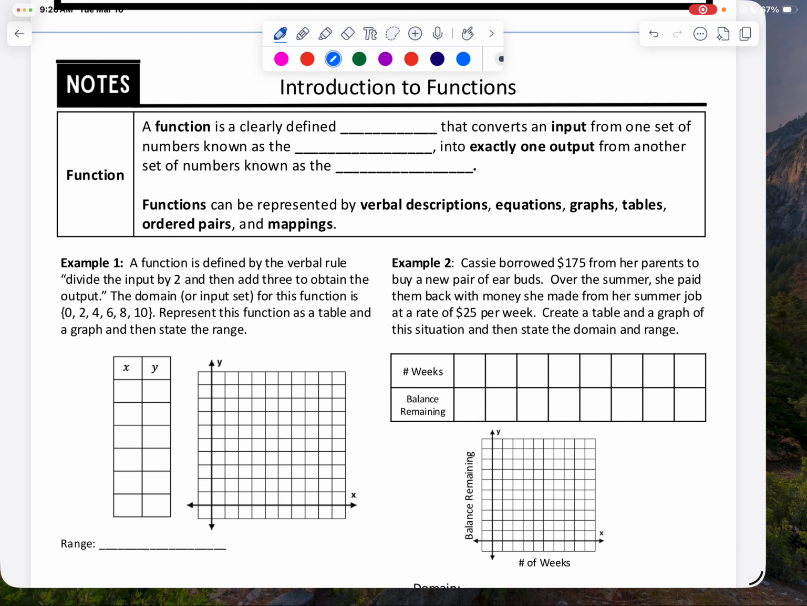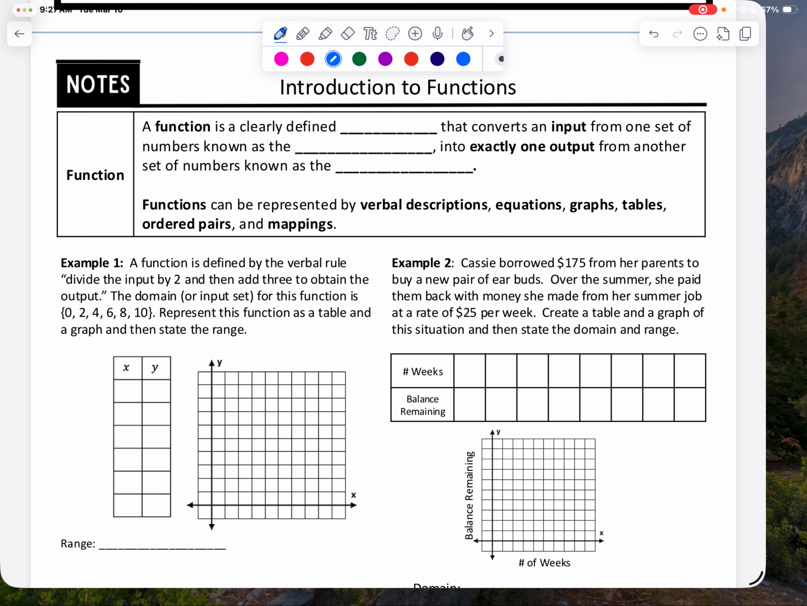In today's lesson, we will be exploring functions. We'll start with a definition, and then we'll discuss how to represent functions in different ways, such as verbal descriptions, equations, tables, graphs, ordered pairs, and mappings. We'll finish up by learning how to use the vertical line test to determine whether a graphical relationship is a function. Some of the concepts you might have been exposed to in previous grades, but today will serve as a good review for most of you.